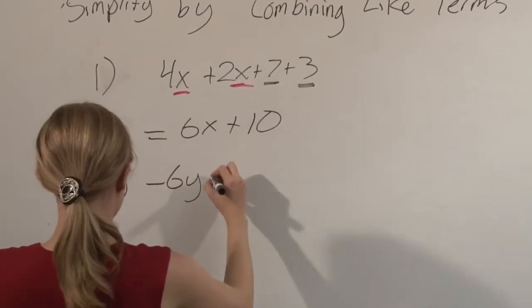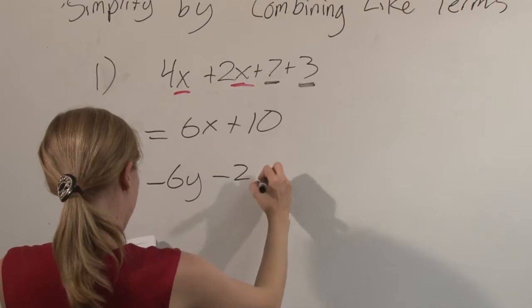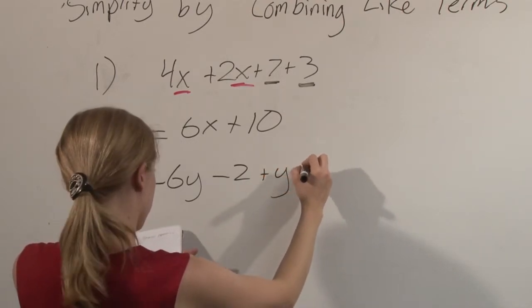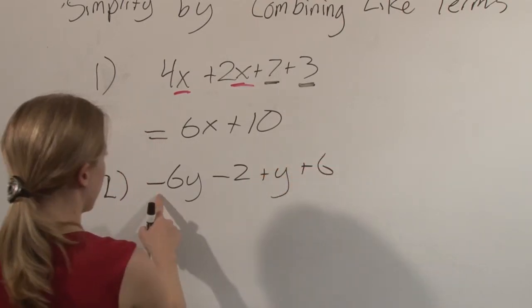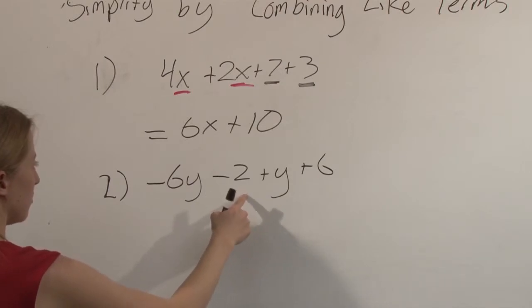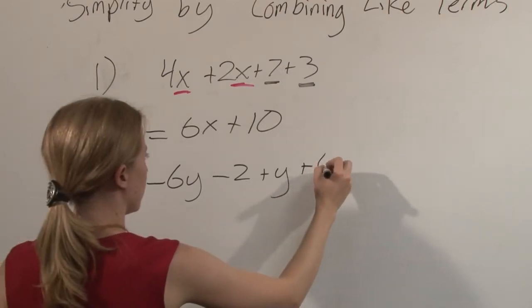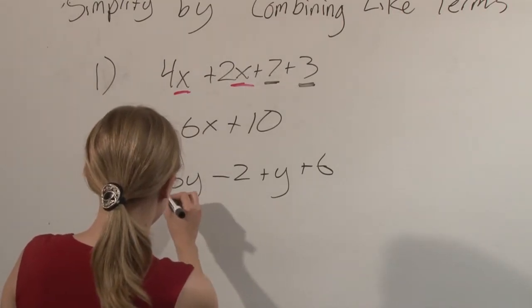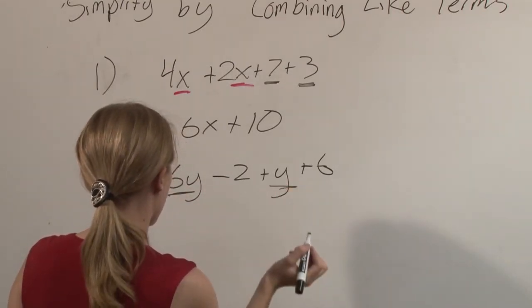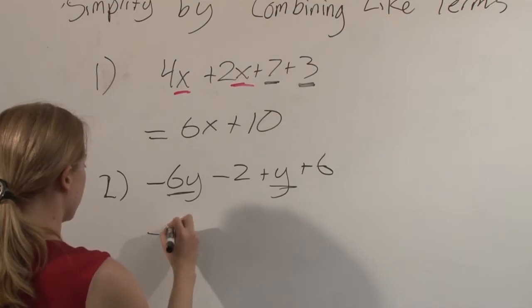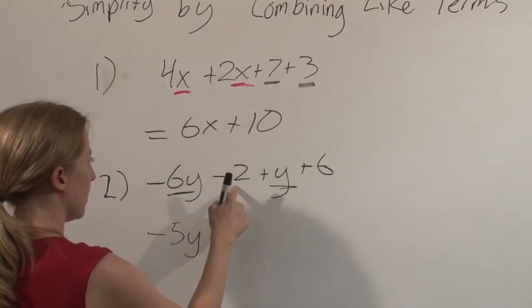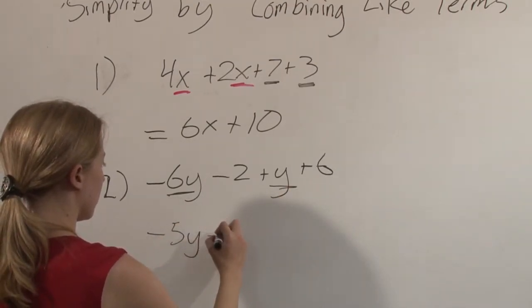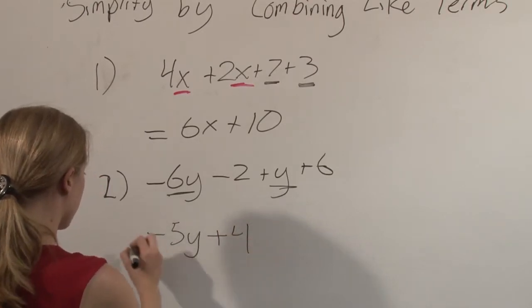Sometimes they might not be written so that the like terms are grouped together. So I have negative 6y plus 2 plus y plus 6. I'm still going to combine the like terms. So I have negative 6y plus y. So that's going to be negative 5y. And 2 plus 6 would be positive 8.